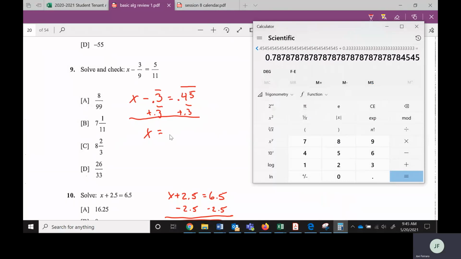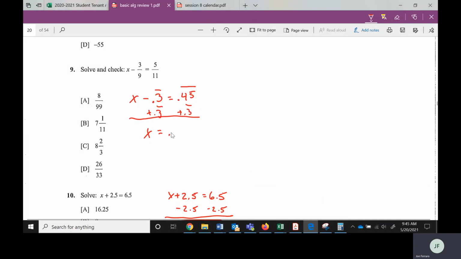So my answer here is 0.78 repeating because it kept going like that. So now what we can do is we have to check these answers. So it's 0.78, meaning there's no whole number in front. So two of these I can cross off right away. This has a 7 whole number in front. Our answer has no whole number. This has an 8 in front. Okay, so those two are gone. So now we check both of these.